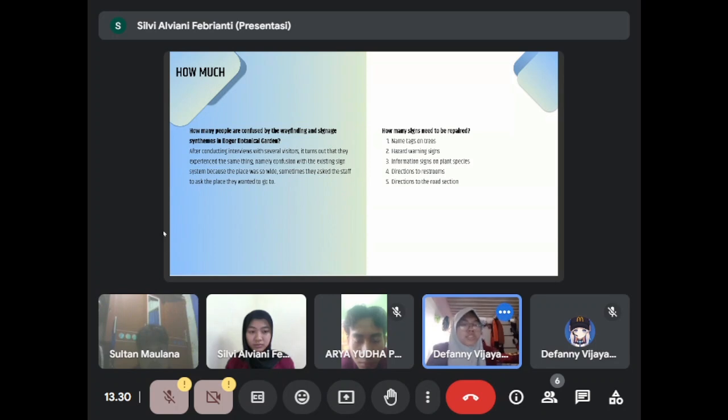Next is how much? How many people are confused with wayfinding and signage in Bogor Botanical Garden? After conducting interviews, we found it was a common confusion that users are experiencing. There is also the question of how many signs need to be revealed, and there are a total of five signs that need to be revealed. Next, please.